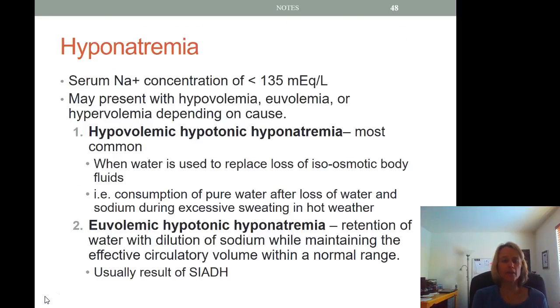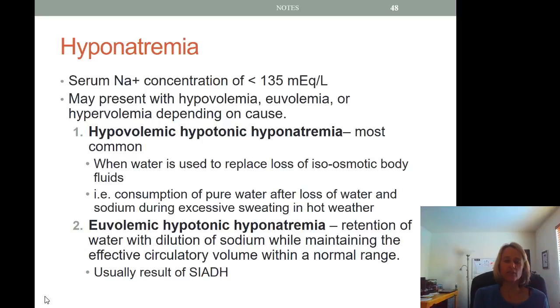Hyponatremia. This is where we have a serum sodium concentration of less than 135 milliequivalents per liter. Now this can present with hypovolemia, low blood volume, euvolemia, normal blood volume, or hypervolemia, depending on cause. Okay, so this is a little confusing, so bear with me here. Number one, we can have hypovolemic, hypotonic hyponatremia. Now this is the most common cause of hyponatremia.